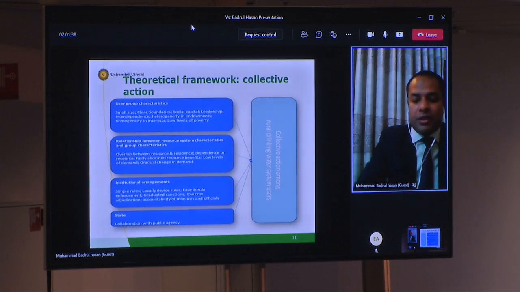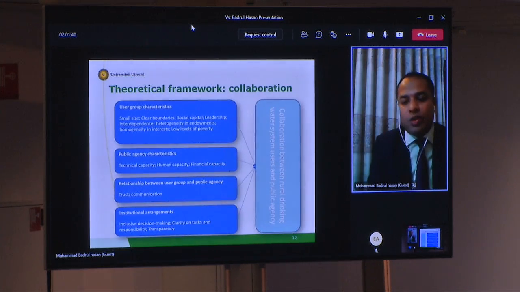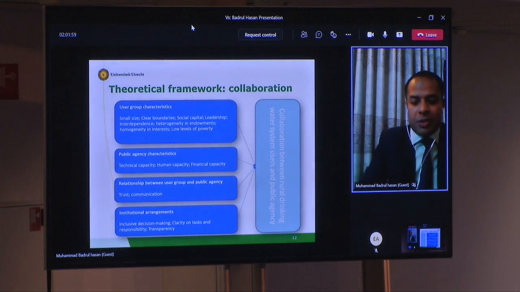the public agency. Similarly, collaboration between the public agency and the resource users also depends on some indicators that I have extracted from the public administration and governance literature. For example, user group characteristics, public agency characteristics, relationship between the user group and public agency, and finally, institutional arrangement.